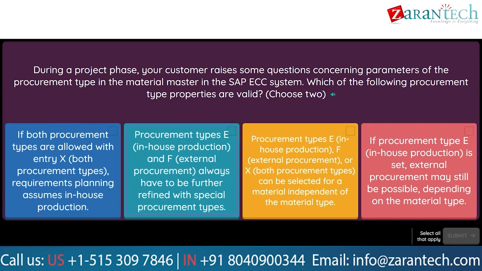Option 2. Procurement types E, in-house production, and F, external procurement, always have to be further refined with special procurement types. Option 3. Procurement types E, in-house production, F, external procurement, or X, both procurement types, can be selected for a material independent of the material type. Option 4. If procurement type E, in-house production, is set, external procurement may still be possible, depending on the material type.